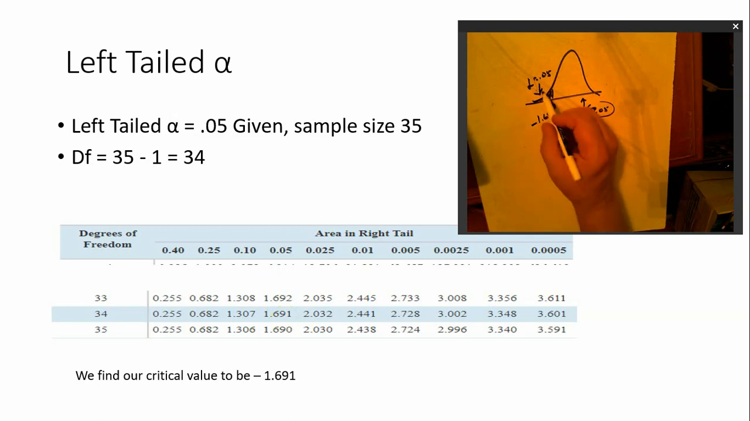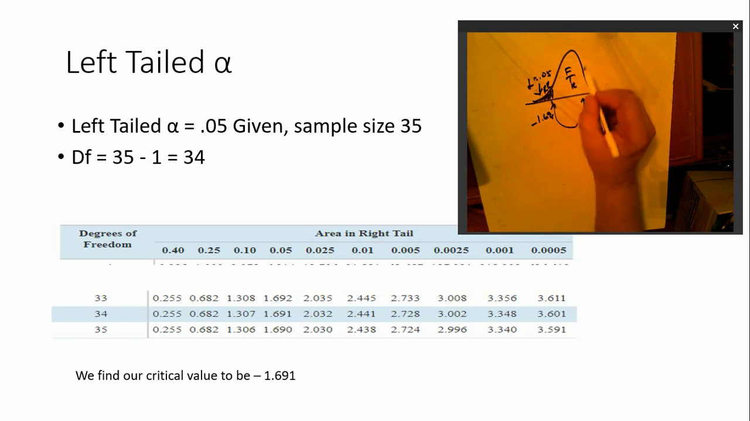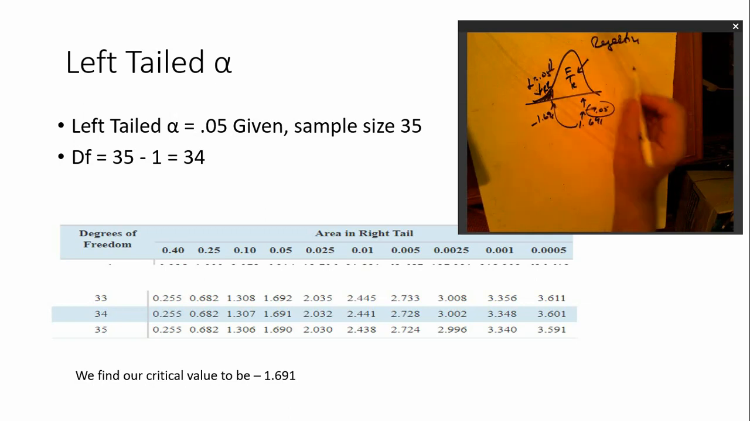So here I need this because now I'm going to use rejection region, fail to reject, and who am I rejecting? Always H0, or fail to reject.